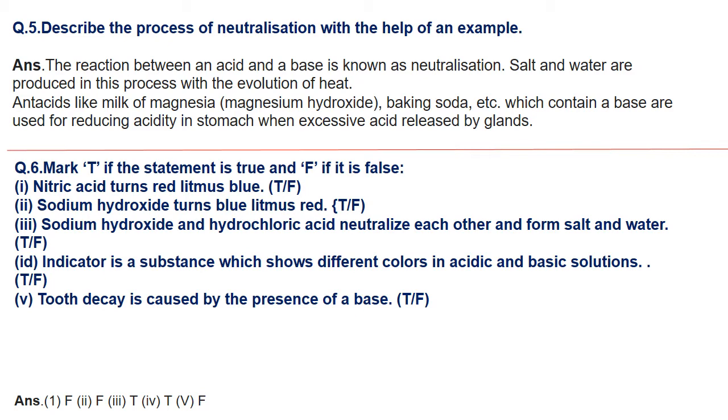Okay, so in a neutralization reaction, acid will react with base and produce salt and water. Exactly this is what is happening in the stomach when excess acidity is there. At that time we take antacids. Antacids are made of magnesium hydroxide, which is a strong base that reacts with the acid present in our stomach and neutralizes the effect of the acid.